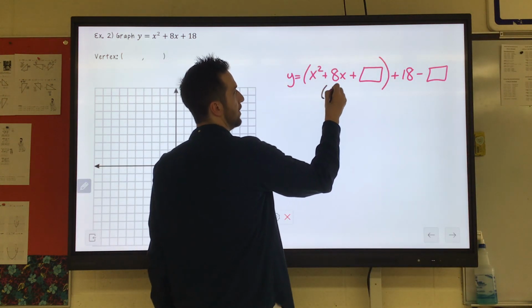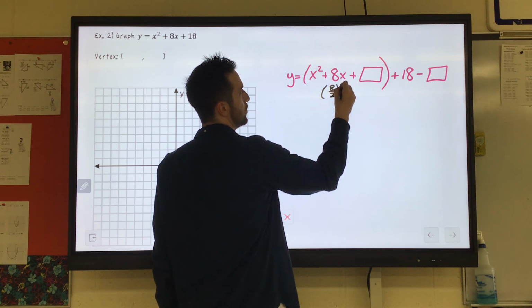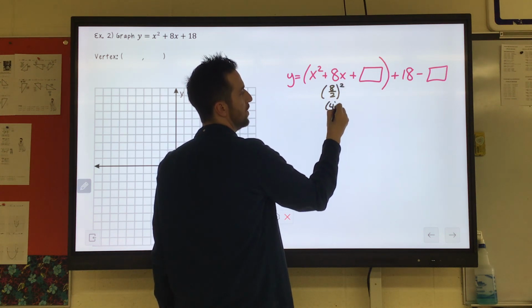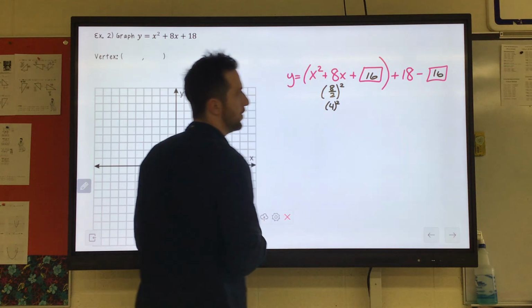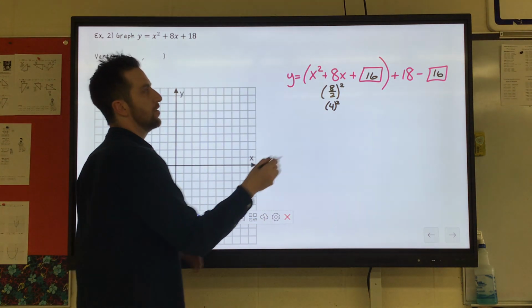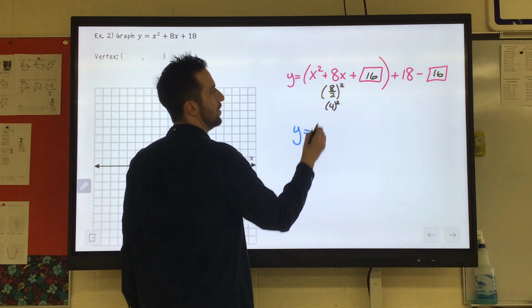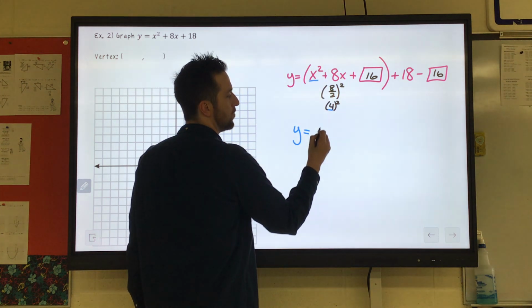All right, let's complete that square. We take the 8, divide it by 2, and we'll square it. 8 divided by 2 is 4. 4 squared is 16. So if we just clean that up, the parentheses is x plus 4 squared.